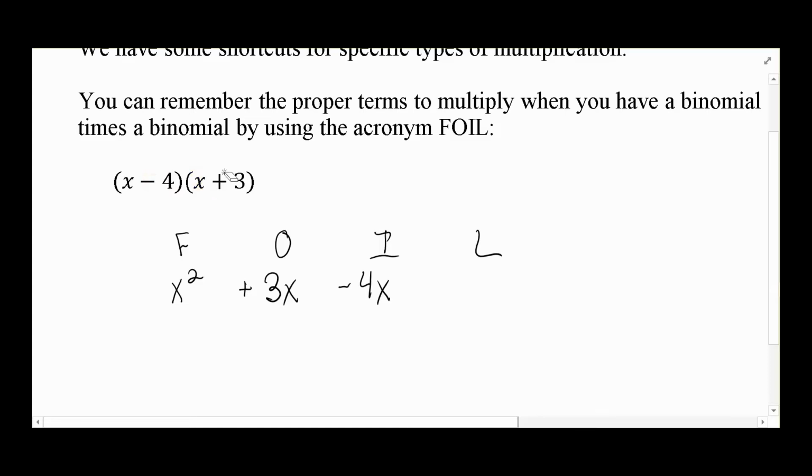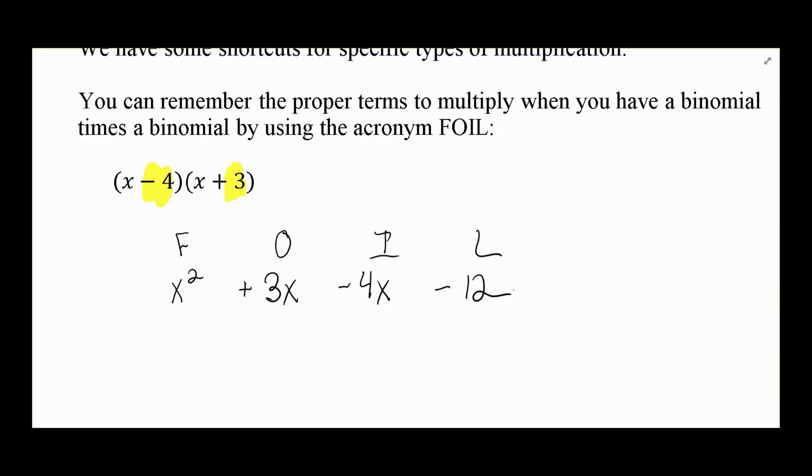And then the L, remember, stands for last. So the last number from each of these would be the negative 4 and the positive 3. If I multiply negative 4 and positive 3 together, I get negative 12. So there's where FOIL is helping us to remember which things get multiplied together. And again, you could have used the vertical method, you could have used distribution. FOIL is just one way to remember what things get multiplied together.